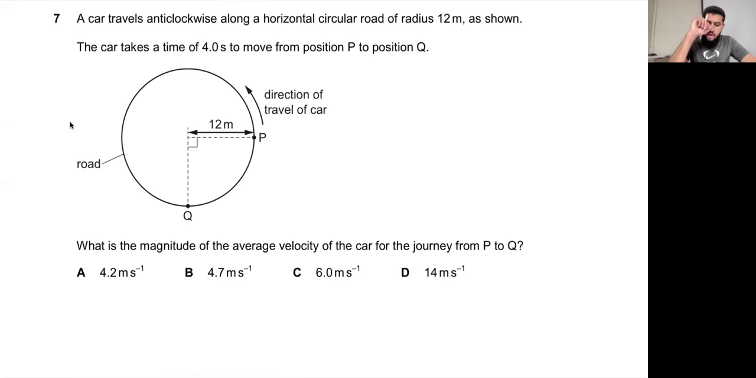A car travels along a horizontal circular road of radius 12 meters, as shown. The car takes a time of 4 seconds to move from position P to position Q. So the car travels like this from position P to position Q. What is the magnitude of the average velocity? When we talk about average velocity, it is basically displacement upon time.